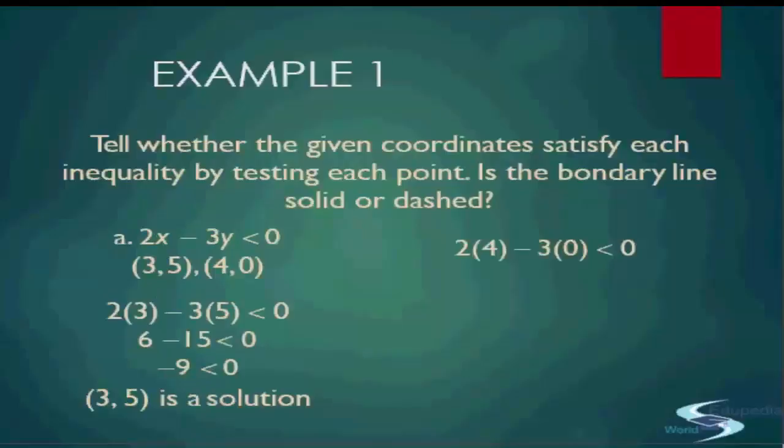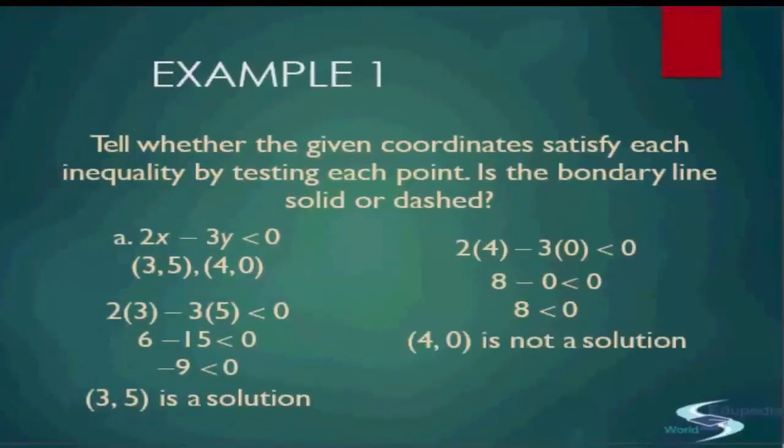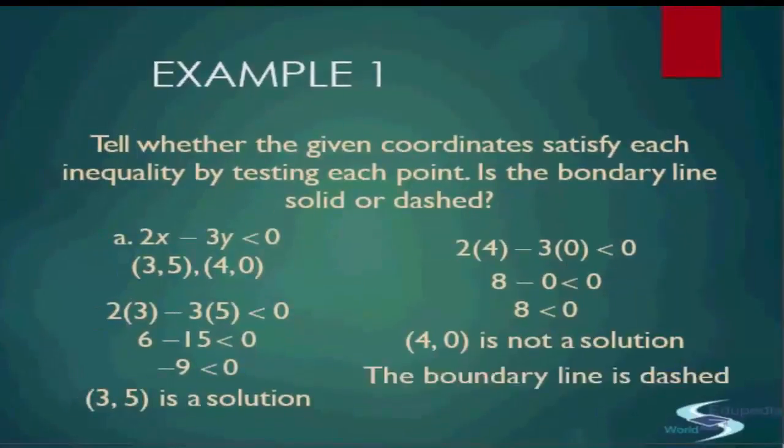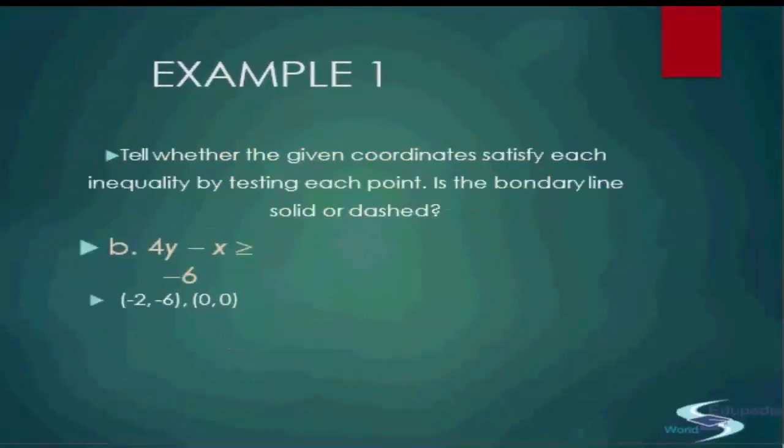Now we find out for 4 and 0, we plug in the values, we do our calculations, and we find out 8 is less than 0. So we know that this is not the solution to this inequality. And once we know that, the boundary line is going to be dashed. Remember this, the boundary line is going to be dashed because 4, 0 is not a solution to this inequality.